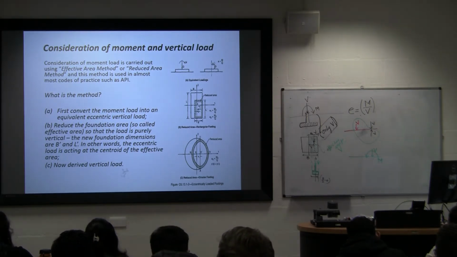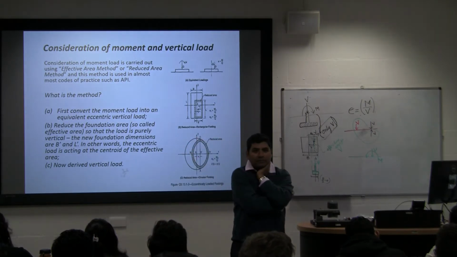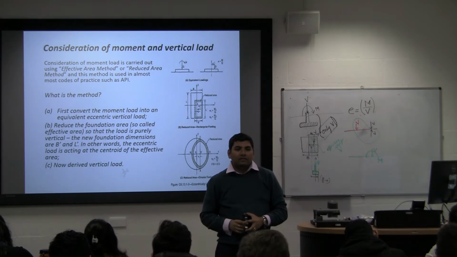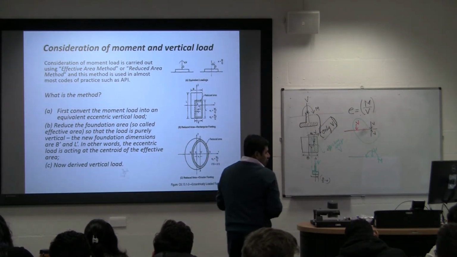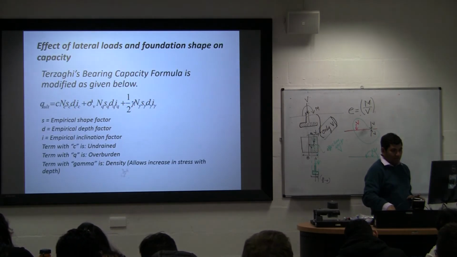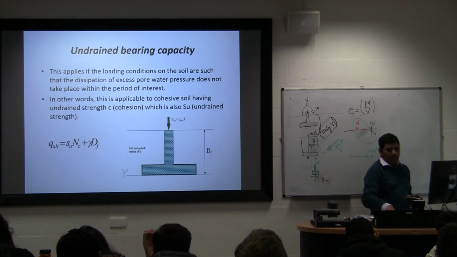Okay, now this is easy for a square footing, yeah, square or rectangle, right? What about circular? So if you look into this wind turbine problem, yeah, how will you do it for those shapes?